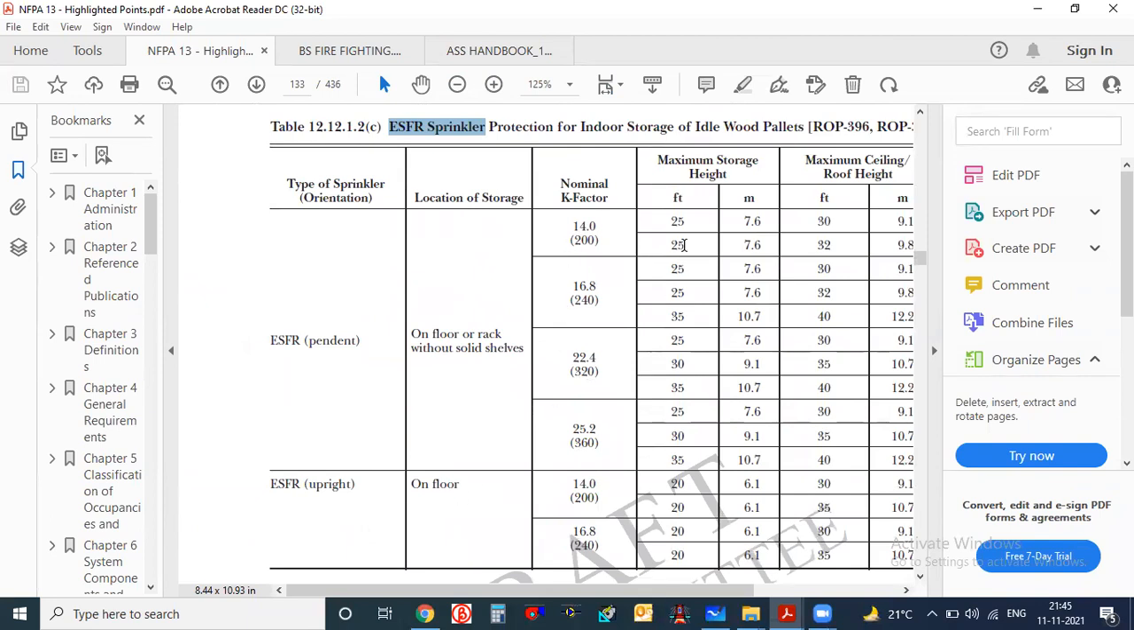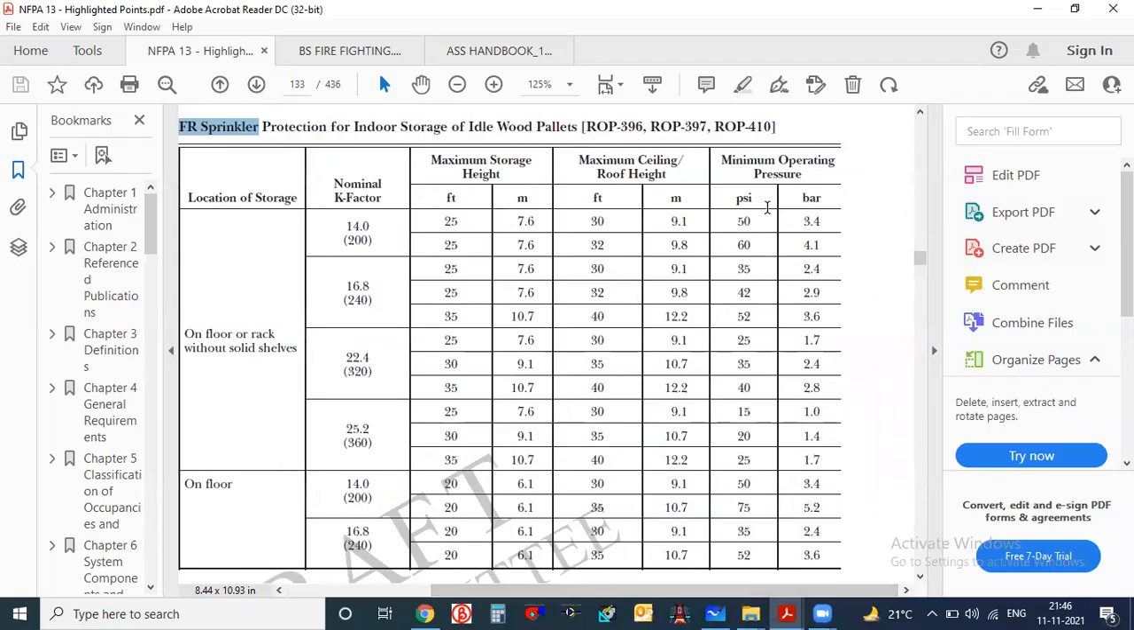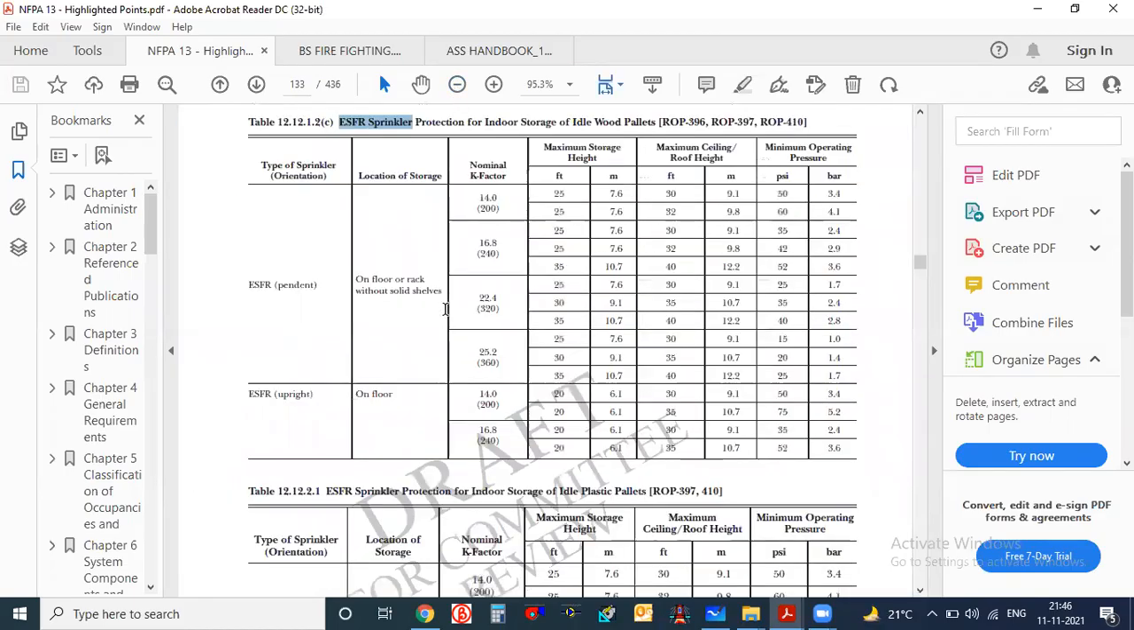On floor, nominal factor, maximum storage height, maximum ceiling height. Here they have given only minimum operating pressure. They have not talked about the number of sprinklers you want to take, and how much area of operation, they have not given. So now it's up to you how you are deciding.